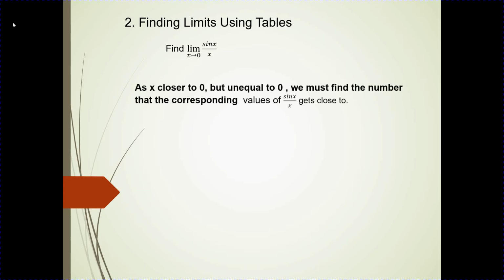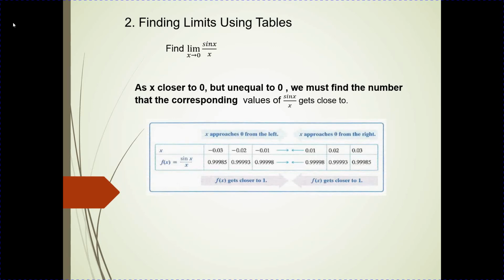Another example of finding the limit using tables. Find the limit of sine x over x when x approaches 0. We use the same approach here. We will prepare a table which consists of x values which are very close to 0 but not equal to 0, and we will see the value of sine x over x. As x gets closer to 0 but unequal to 0, we must find the number that the corresponding values of sine x over x get close to.